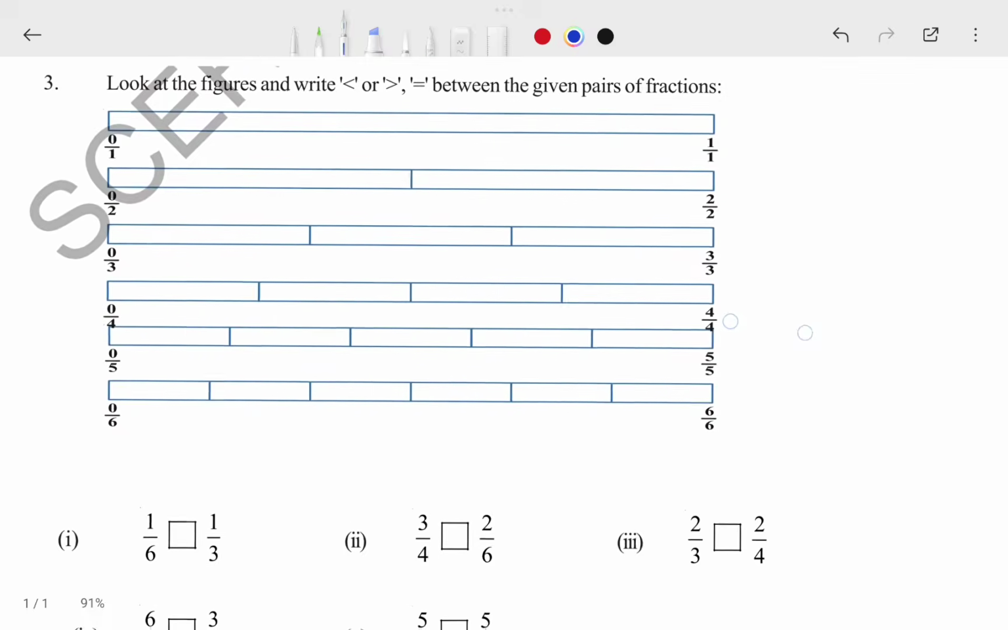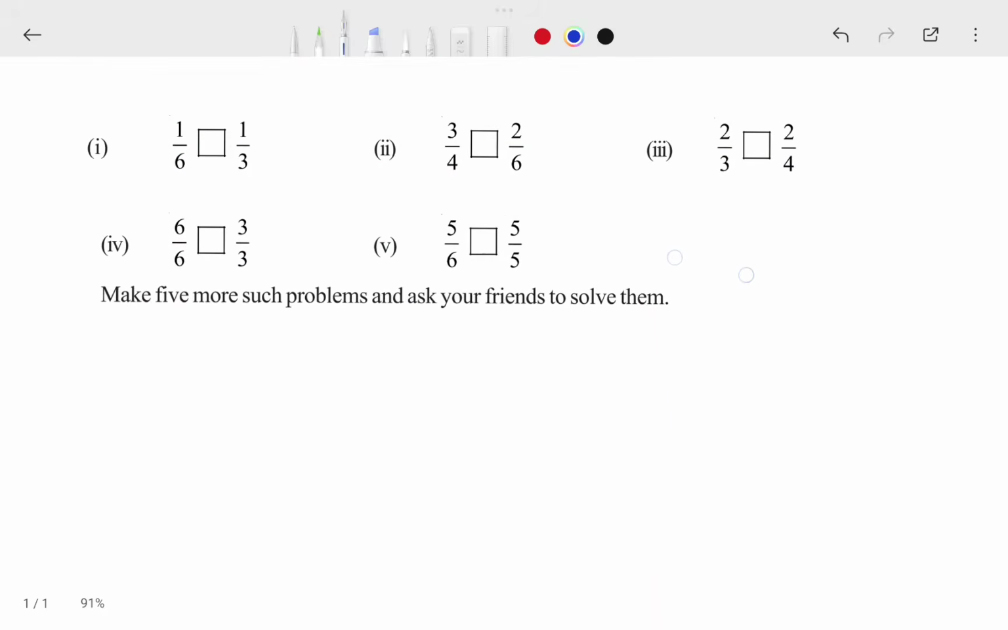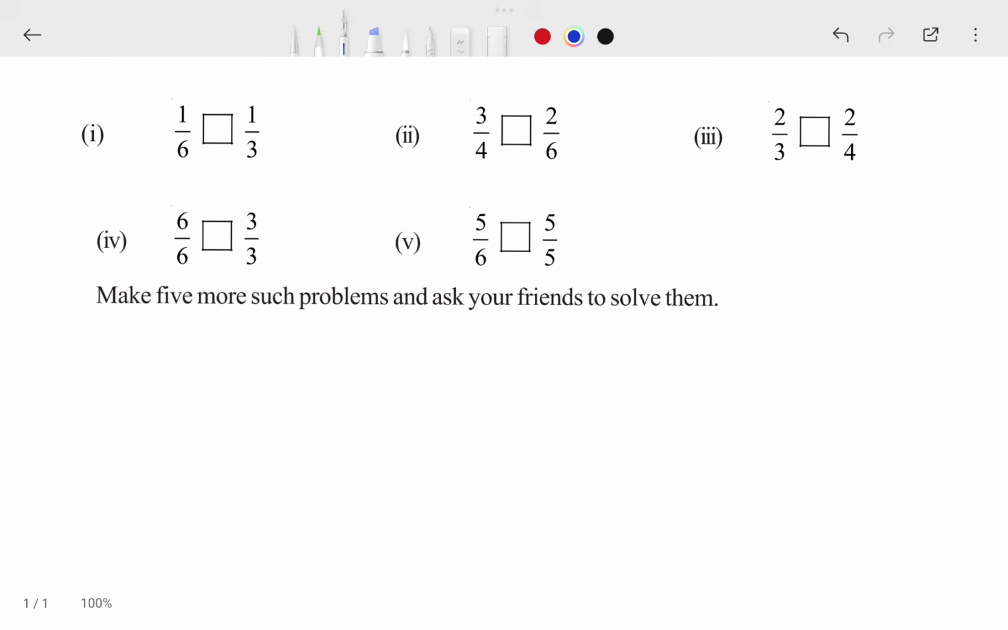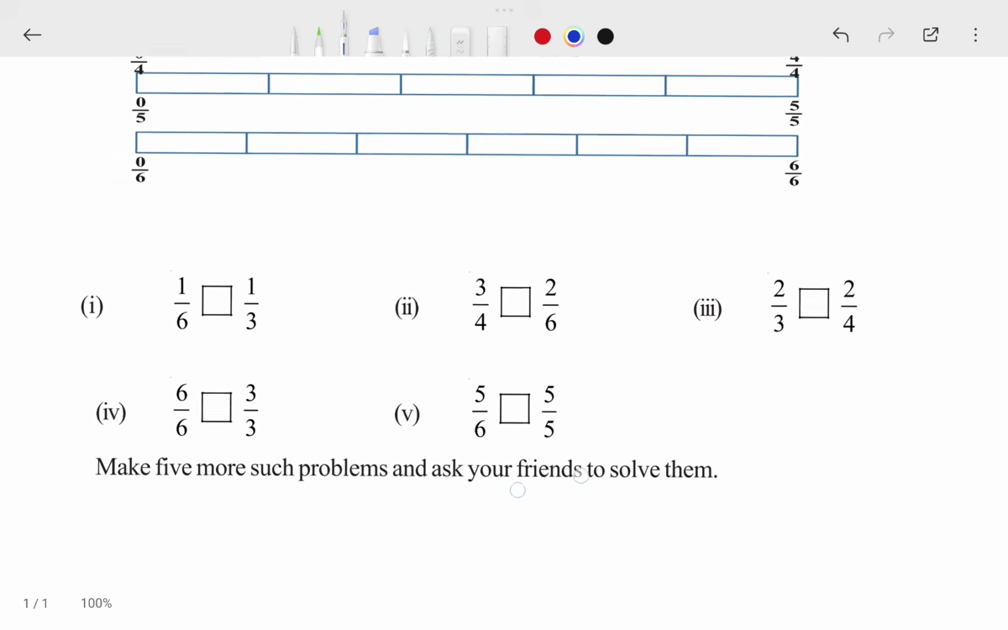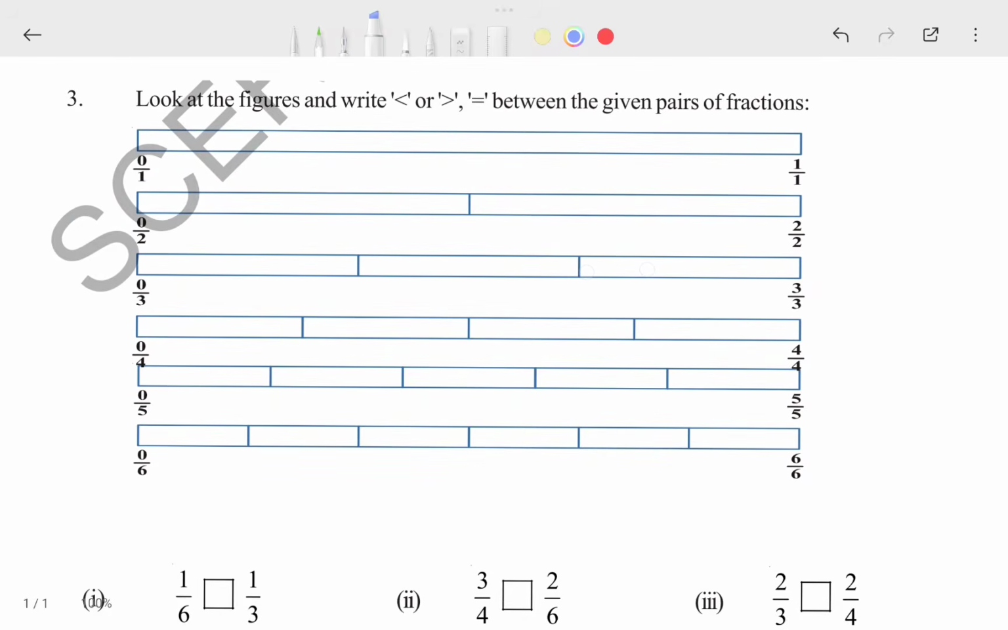Now I will move to our third question. Actually, if you look at this question, it is very interesting also. First look at this third question. Look at the figures, write greater than, less than, or equal to, between the given pairs of fractions.